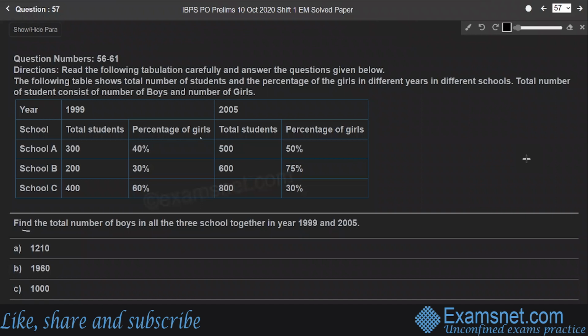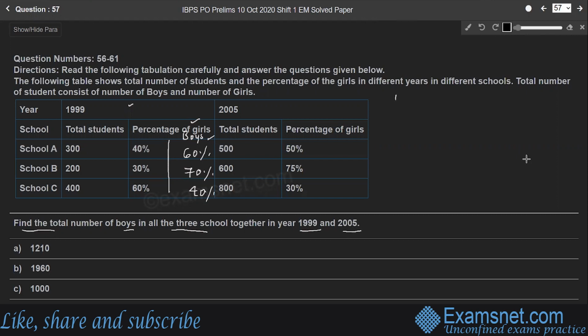Question 57. Find the total number of boys in all the three schools together in year 1999 and 2005. In 1999, the percentage of girls in school A is 40%. Therefore, the percentage of boys is 60%. Whereas in school B, the percentage of boys is 70%. In school C, the percentage of boys is 40%. Therefore, we'll find the number of boys in 1999, right?